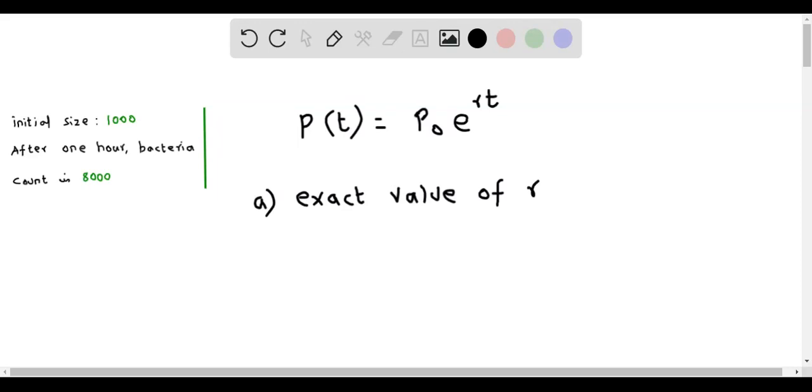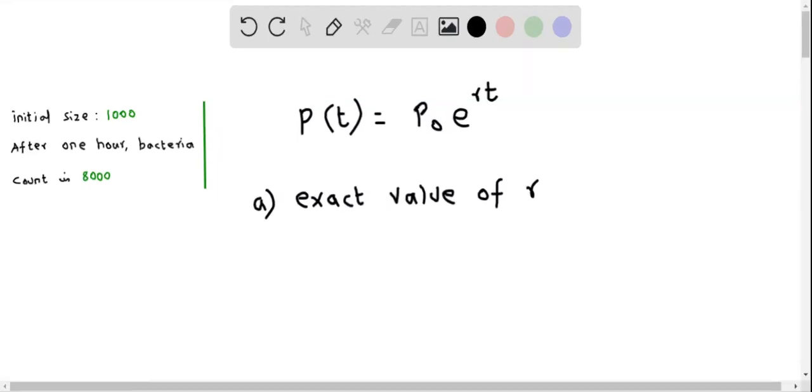In part A, we determine the exact value of R. So let's see how to determine the value of R using this population model. P of t equals P naught e raised to the power of RT, where P of t is the bacteria count after t hours. P naught is the initial population, that is the initial count of bacteria. R represents the relative growth rate, and t is the time in hours.